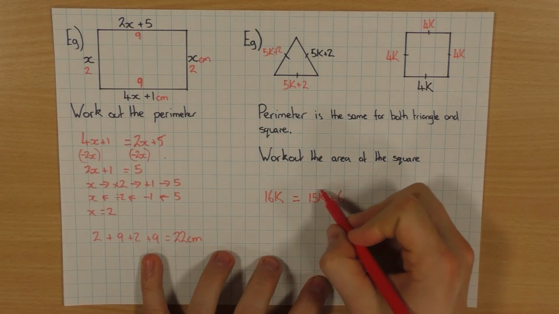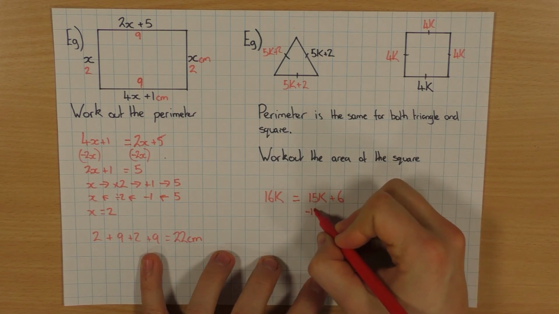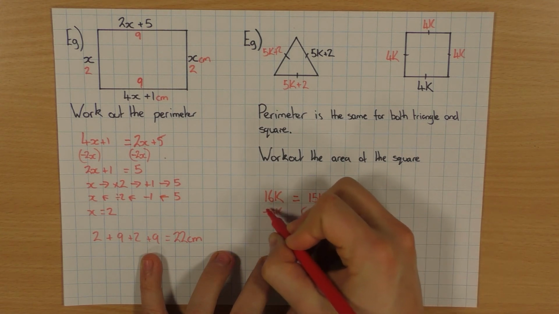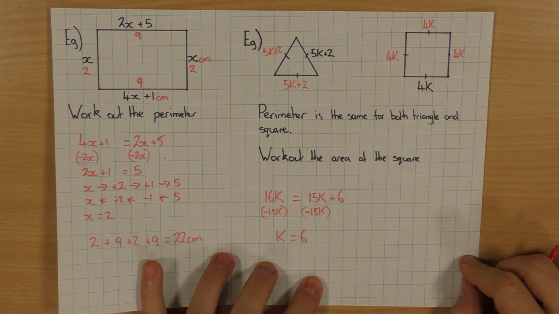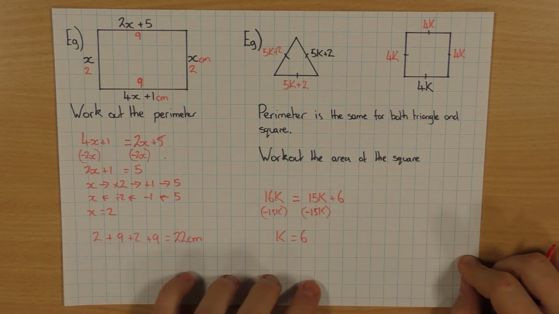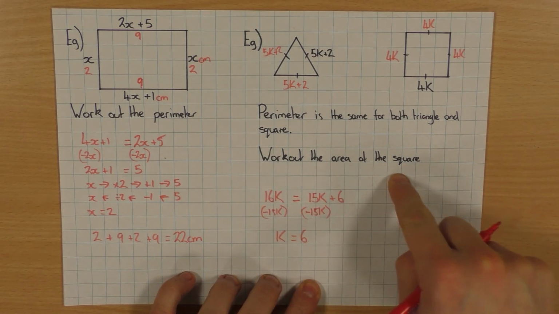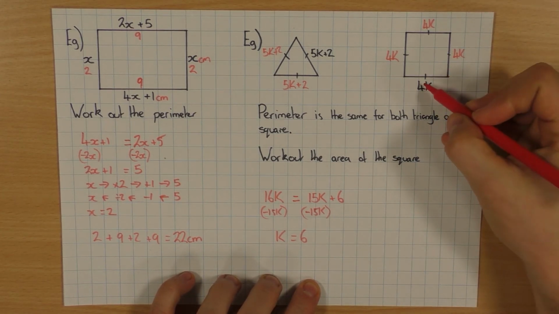Identify the smaller one. 15k is definitely smaller than 16k. So let's get rid of it by minusing 15k from both sides, which leaves me with k equals 6. Nothing left to do there. Nice, easy solve that one. So k is 6. But again, read the question. It says work out the area of the square. So don't just stop. Let's work out the area.